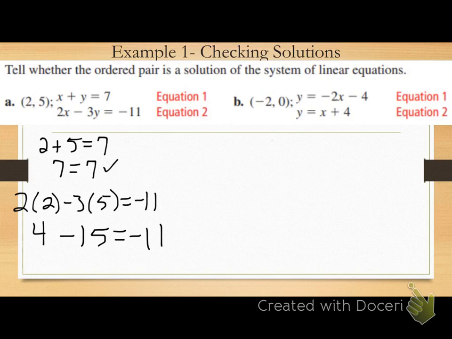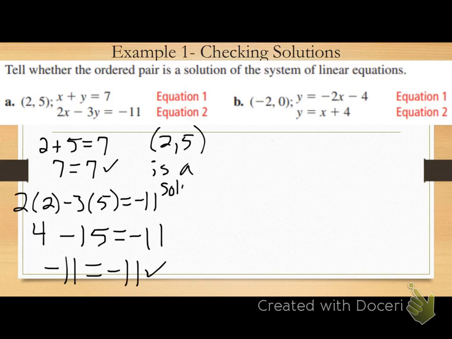Left-hand side, one more operation. What's 4 minus 15? Negative 11. So would 2, 5 be a solution to my second equation? Yes, because when I plug it in, it gives me a true statement. So now that I know it's a solution of both of my equations, what can I say about it being a solution or not a solution for my whole system? It is a solution because it works for both my equations. Does that make sense? Yes. So 2, 5 is a solution.